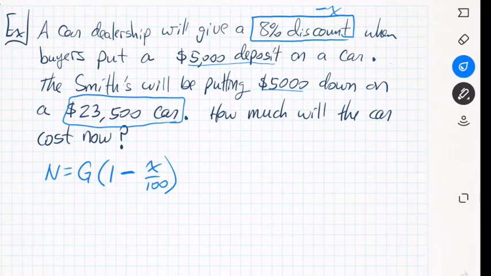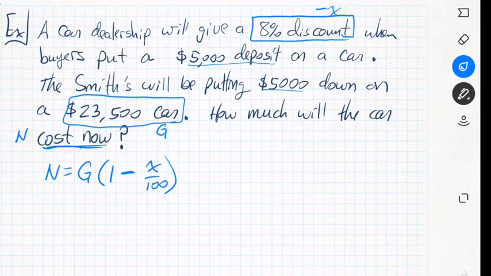So the $23,500 car is going to be one of the prices. Now, is it new or is it old? So when they put this $5,000 down, they're going to get 8% off of this price. So this price here is the old one. So this is going to be G. And we're looking for how much does it cost now. That's obviously going to be N. So again, I want to reiterate, labeling the variables before you plug them in is really important.